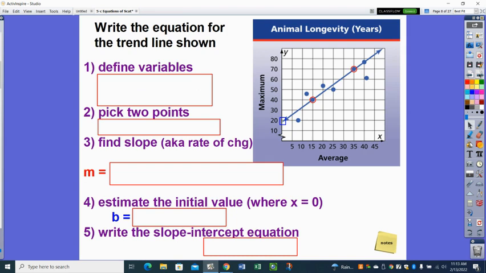So now I'm going to let you kind of walk through this one with me. So this is animal longevity. That means years. How long does an animal live? That's your longevity. And this right here would be your maximum, the oldest a particular animal ever lived, and this would be the average. And each one of the points up there is a particular animal.